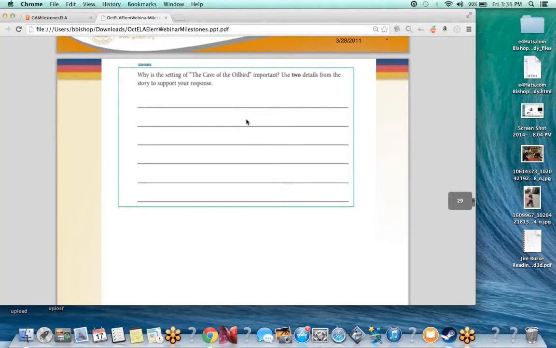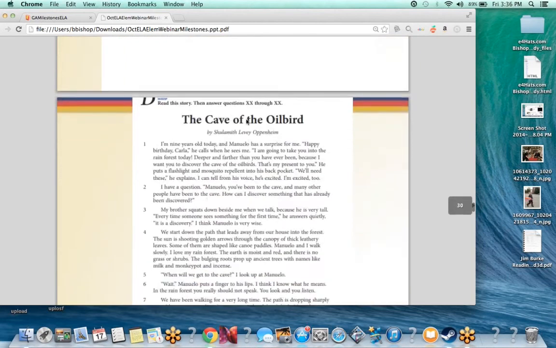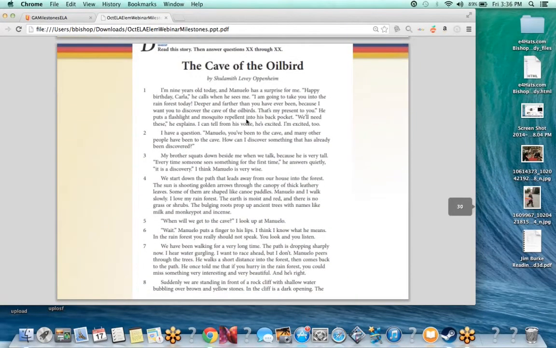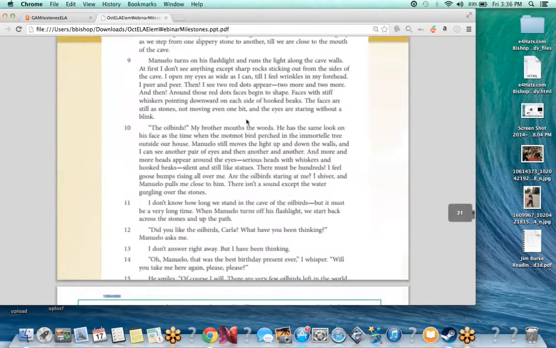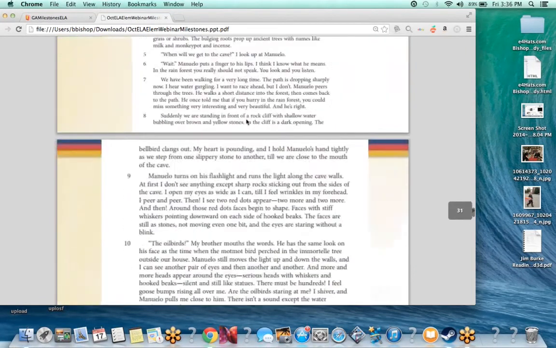So here's an example of one of those questions. This one, as I said, comes from the New York site. The question is, why is the setting of the Cave of the Oil Bird important? Use two details from the story to support your response. Here is the actual story that the kids read, The Cave of the Oil Bird. It's just two little pages here.